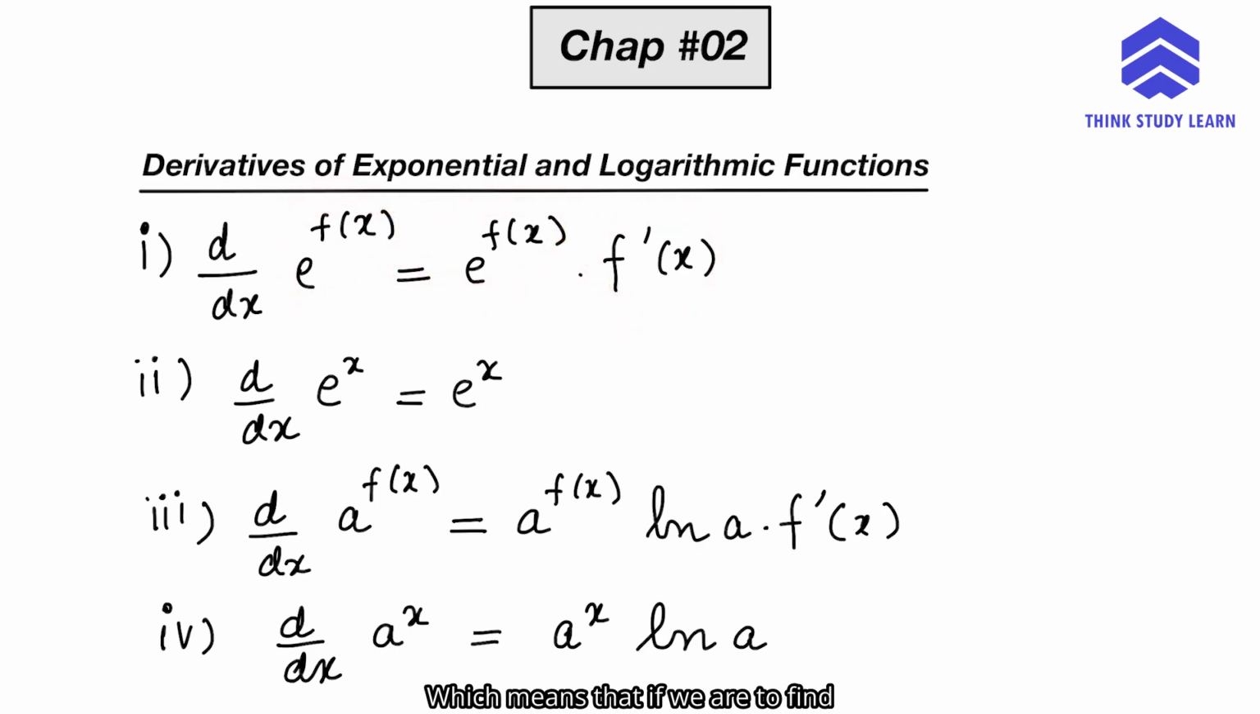Which means that if we are to find the derivative of e raised to power 2x, it would be equal to e raised to power 2x multiplied by the derivative of the power, and that would be equal to 2.